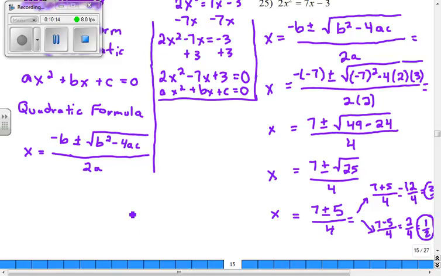So for this problem, x equals 3 and x equals 1/2. Those are our x-intercepts for this quadratic.